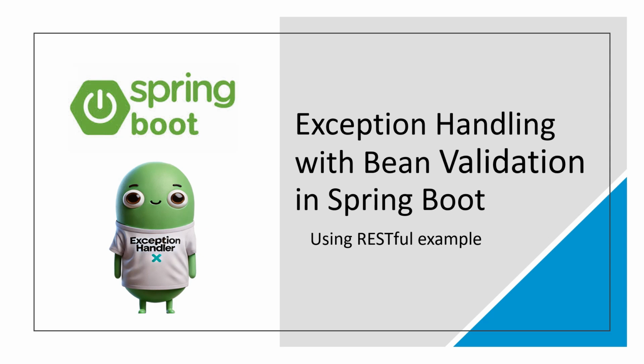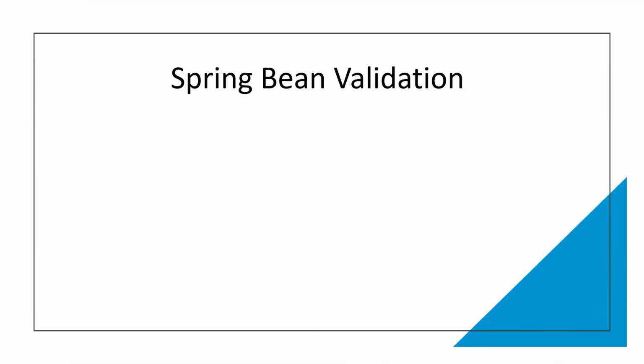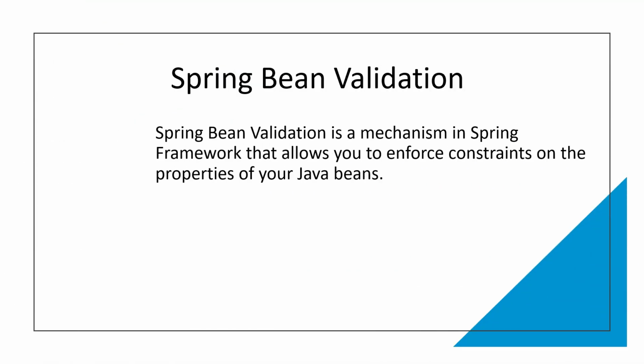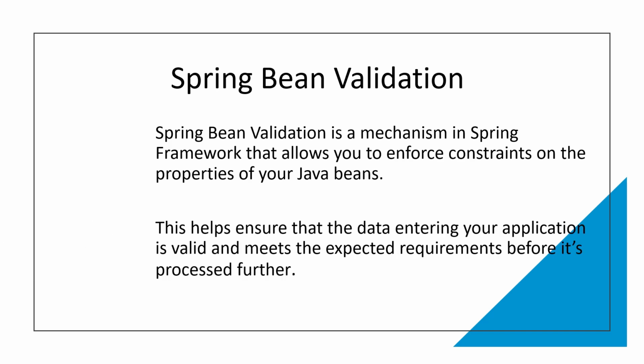First of all, let's recap what Spring 3 validation is. Spring 3 validation is an essential component of the Spring framework, used to enforce constraints on the properties of Java objects. It ensures that data adheres to specific rules before processing.